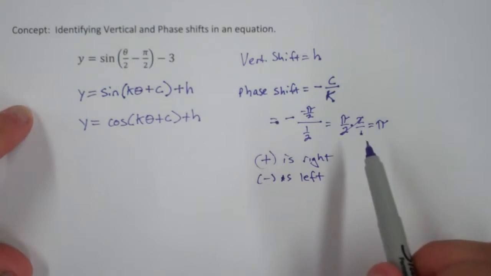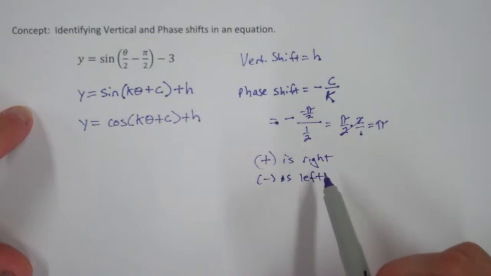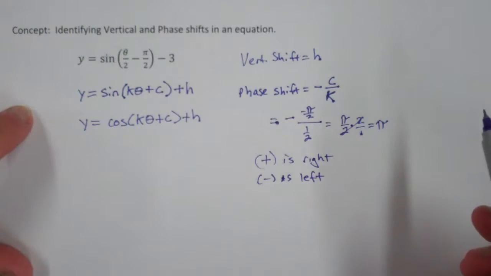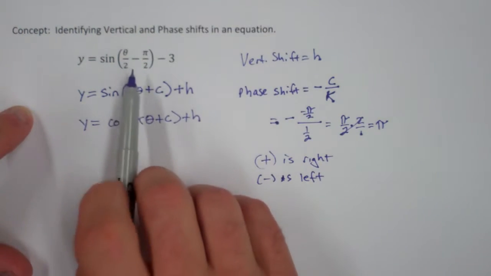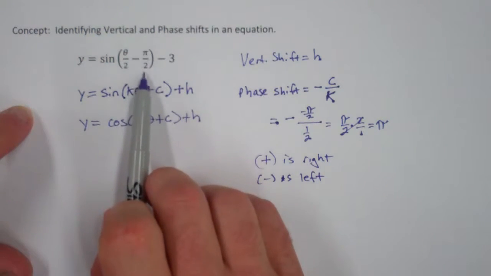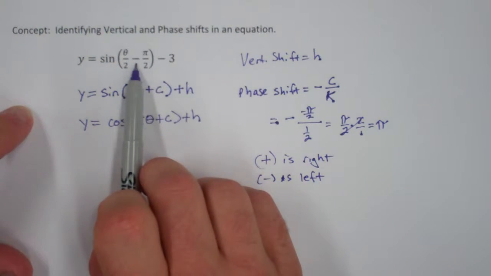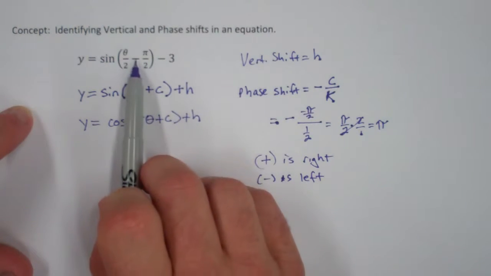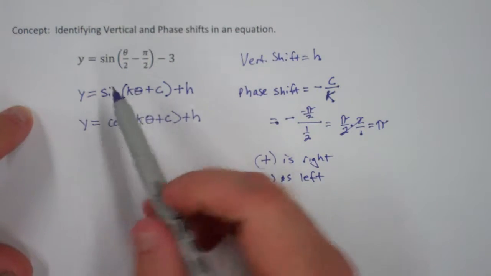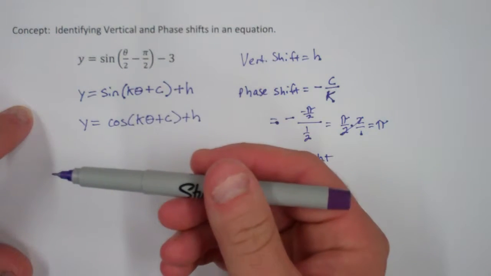One quick check that you can do, and I like to do this a lot when I do phase shift because sometimes these negative signs will trip people up, is you can look over here at the negative pi over 2 part and notice how it's negative. So this indicates a shift to the right. Do the opposite of whatever sign is here. If this was a plus sign, then it would be a shift to the left.